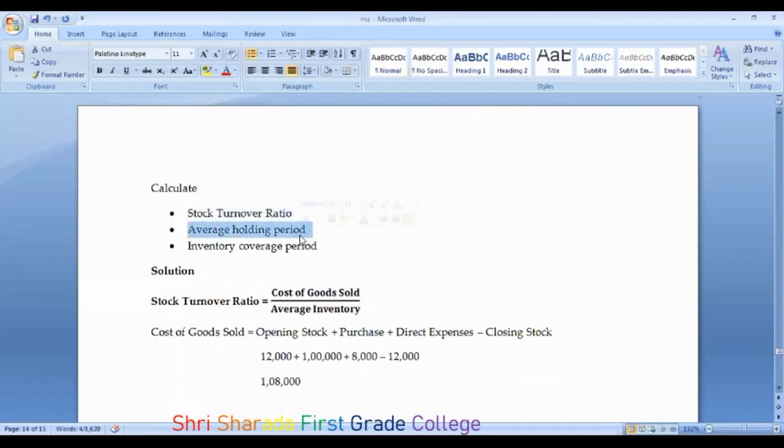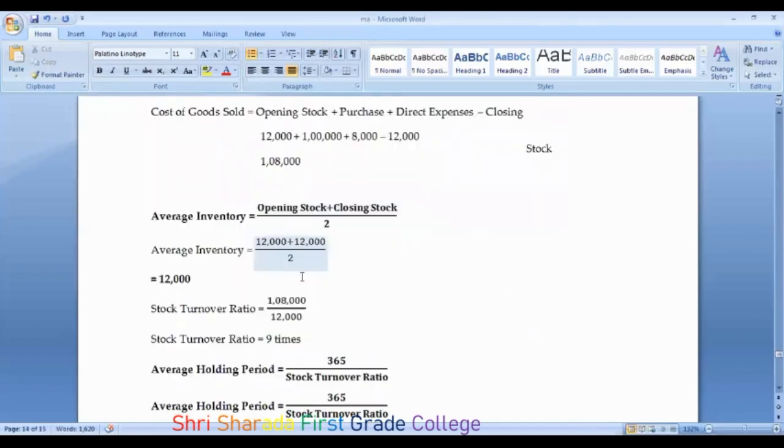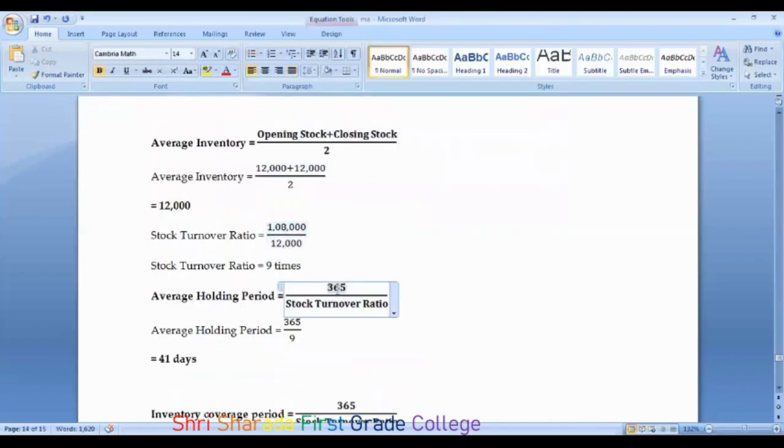So what actually is this average holding period? For how many days or years the stock will be retained to produce the work falls under the average holding period. So the average holding period is 365 days divided by the stock turnover ratio. So 41 days is the average holding period.